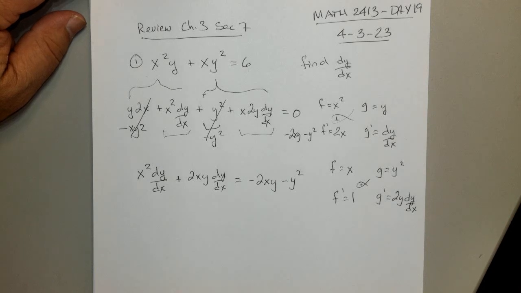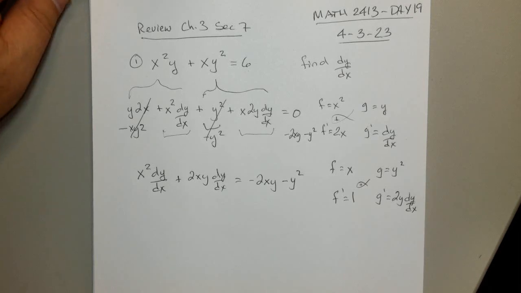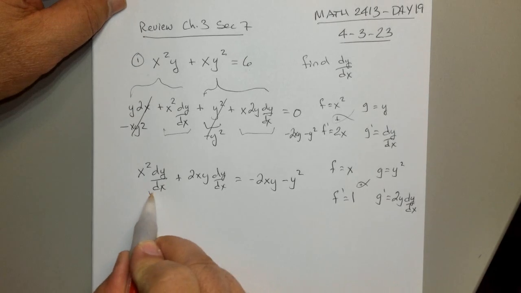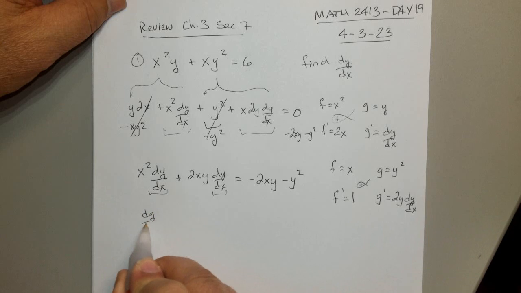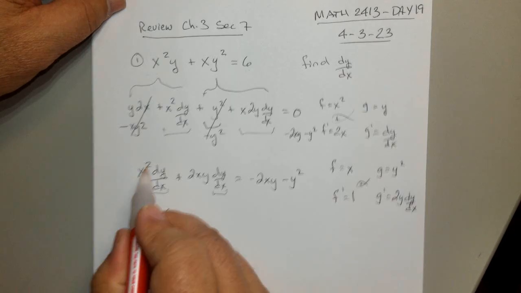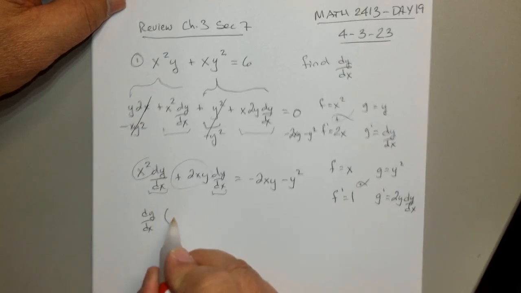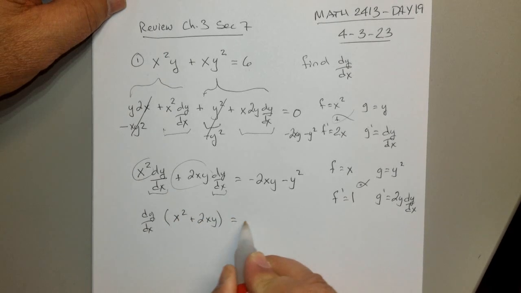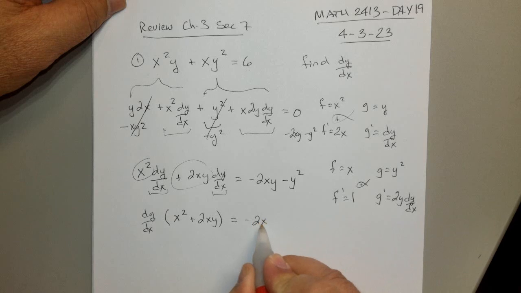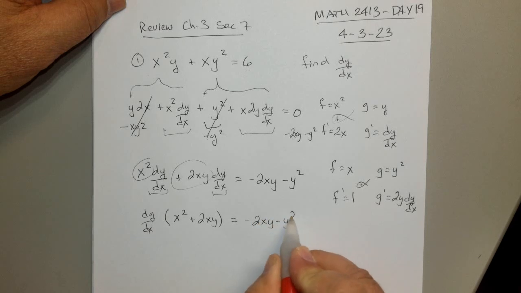How do we get dy dx alone? Since both of these have dy dx in them, we can factor it out, leaving their coefficients. x squared plus 2xy equals negative 2xy minus y squared.